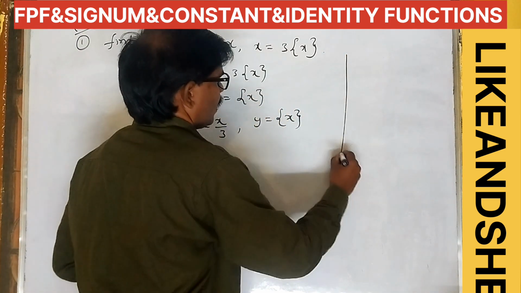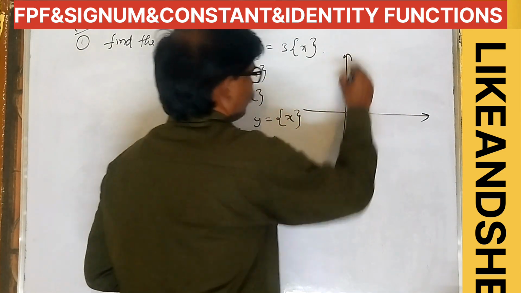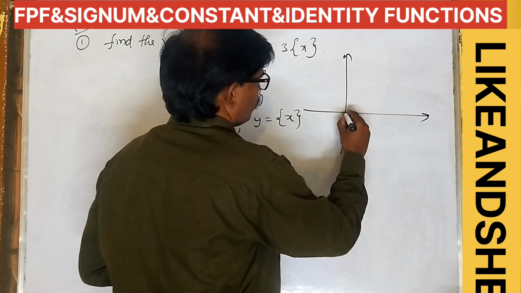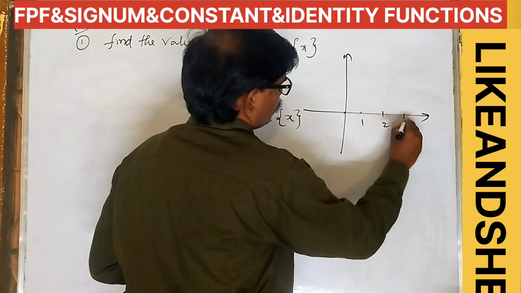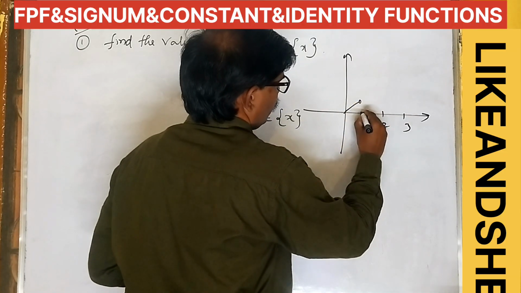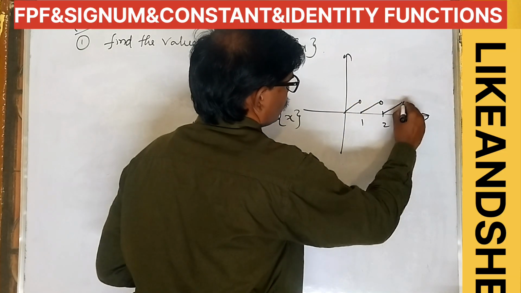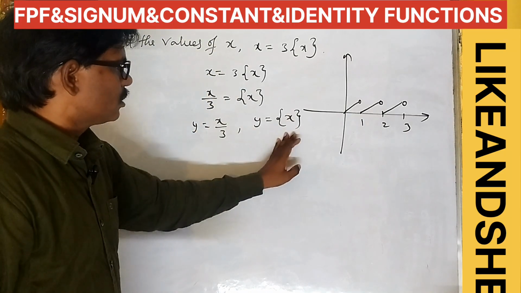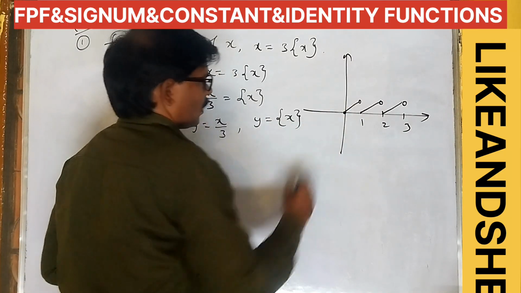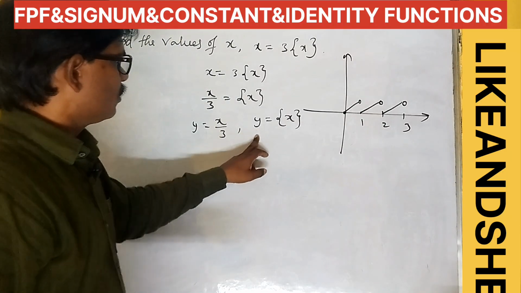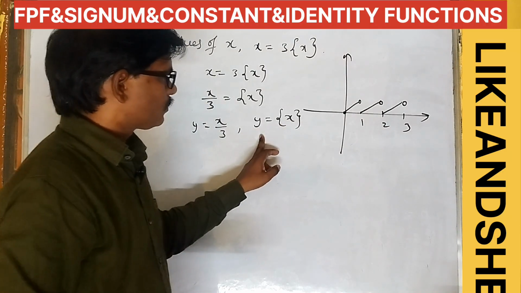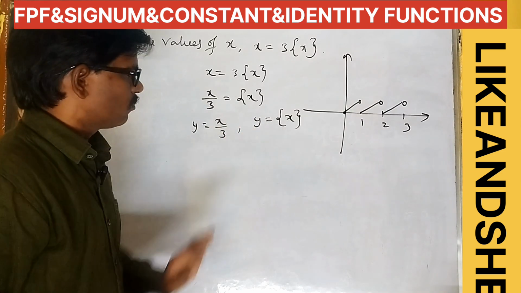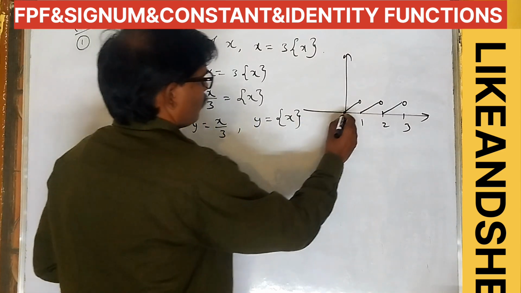Okay, draw the graph. Here, the fractional part goes from 0 to 1, 2, 3, with hollow circles at the ends of each piece. Here x is equal to 0 and y is equal to 0. This is a point. Next, x is equal to 1 and y is equal to 1; both are equal, so this is one point.